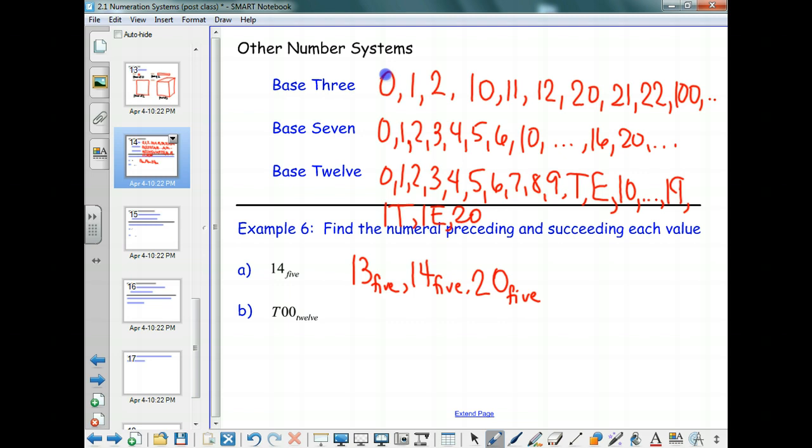T, 0, 0, base 12. The easiest one to do on this one is the one that comes after this. What comes after T, 0, 0? T, 0, 1. Right, you increase the last digit by 1.